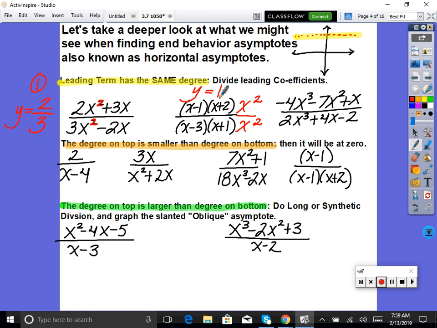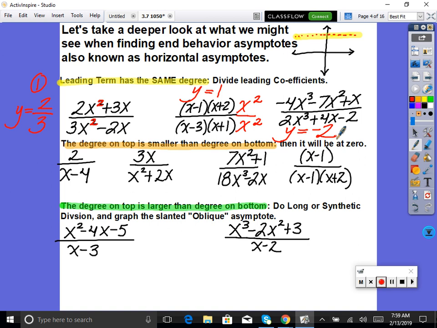Okay, looking at this one, the degree 3 on top and degree 3 on bottom means that we'll have a horizontal asymptote at the leading coefficients. -4 divided by 2 is -2. We would have a horizontal asymptote at -2. Okay, now before you start writing down the next rules, let's try to understand and grasp why this might be.